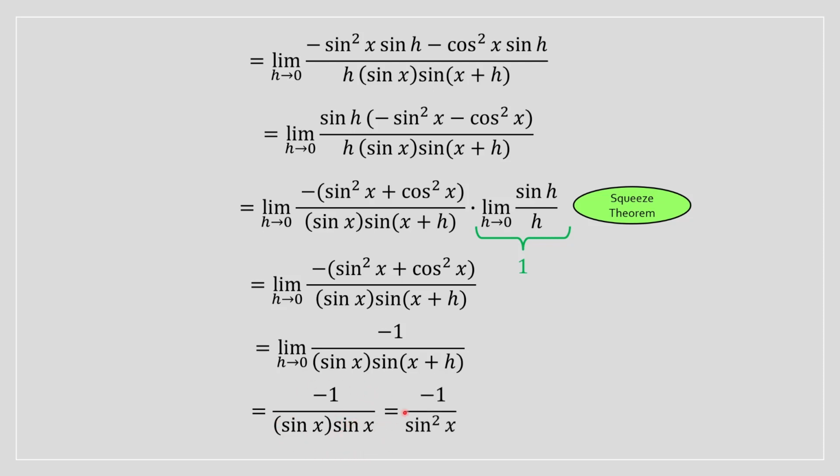So really what we have here is negative 1 divided by sine squared of x, and that can be rewritten as negative cosecant squared of x. And this is why the derivative of cotan is equal to negative cosecant squared of x.